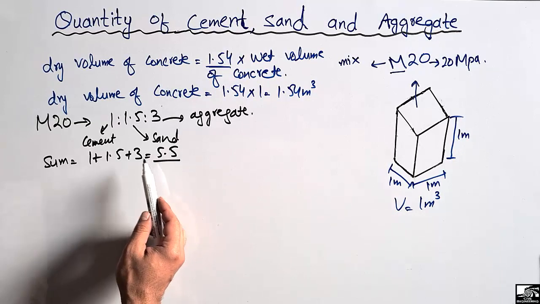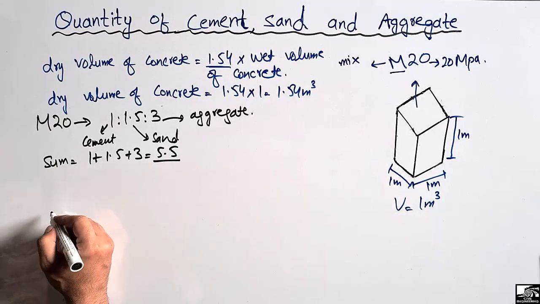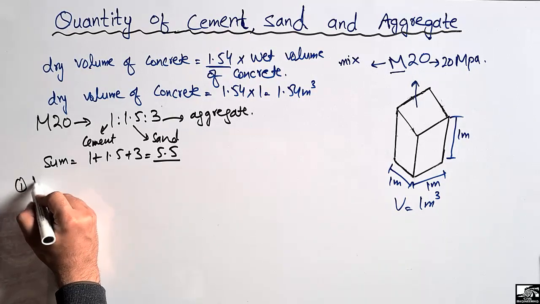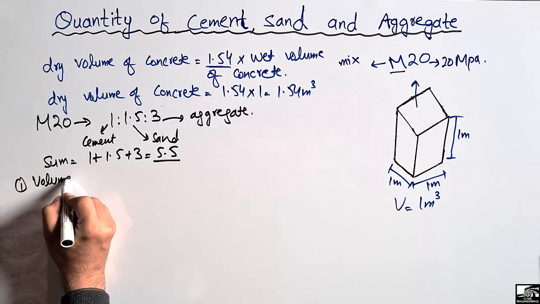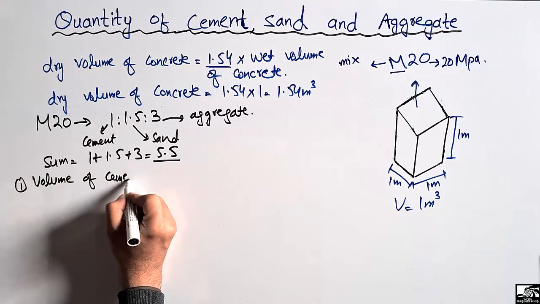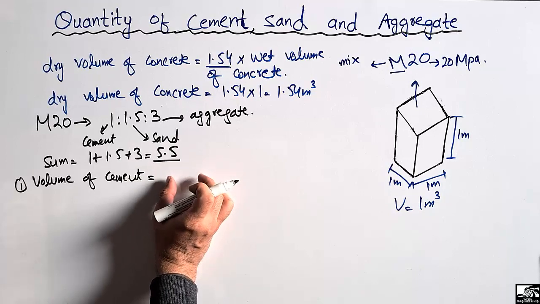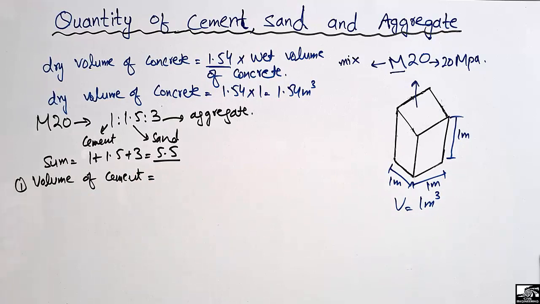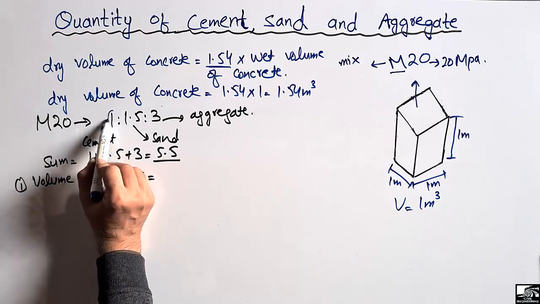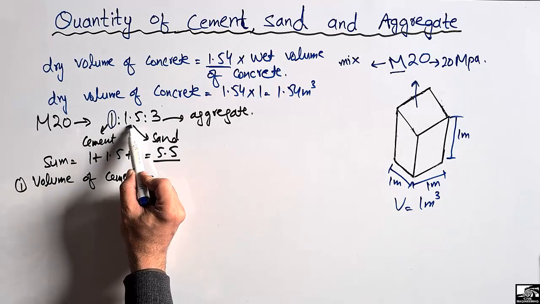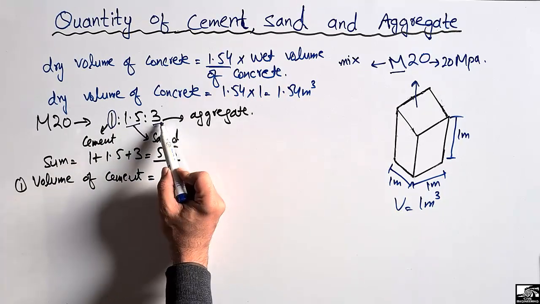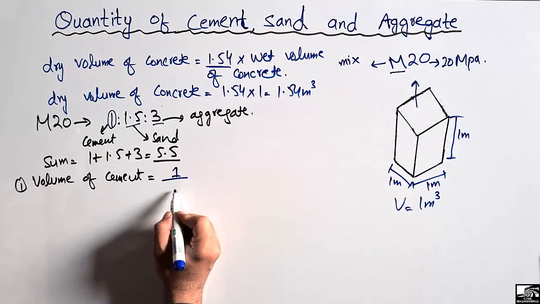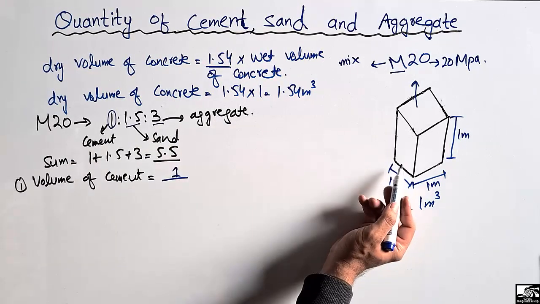Now we can go to the next step, which is the volume of the cement. To calculate the volume of the cement, it will be equal to how much portion of cement is used in this cube. It is 1 part. Here we can see that 1 part of cement is used. The sand part is 1.5 and the aggregate part is 3. So 1 part of the cement is used, so 1 will be here, divided by the total parts of this cube, 5.5.